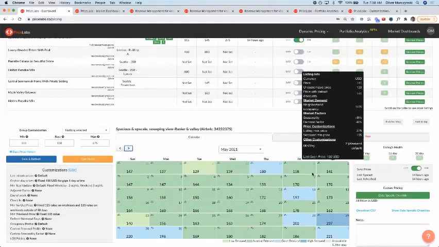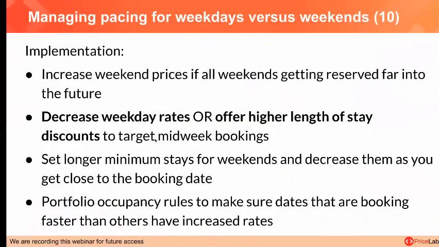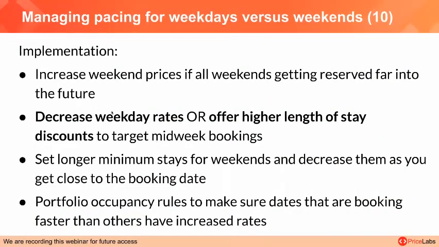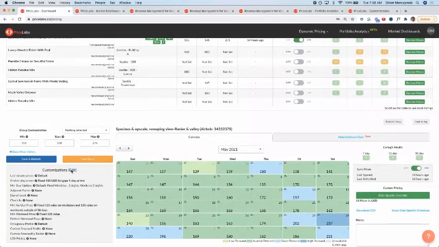So if you are getting a ton of weekend bookings far out without filling any of your weekdays, A, your weekdays are likely too expensive, and B, you can be charging more for your weekends in that case since they're being booked so far in advance. So first and foremost, increase your weekend prices if all weekends are getting booked into the future. Easiest way to do that is under customizations here.